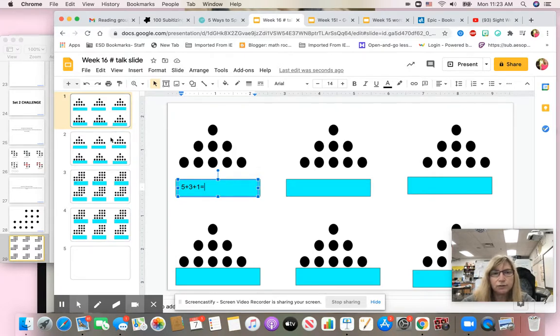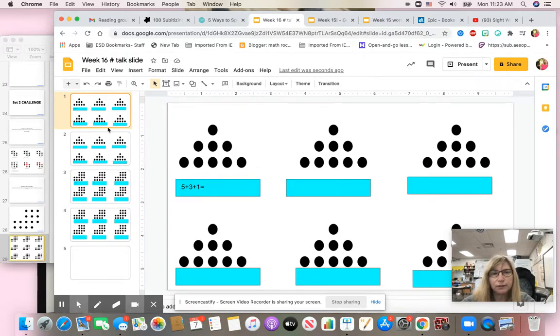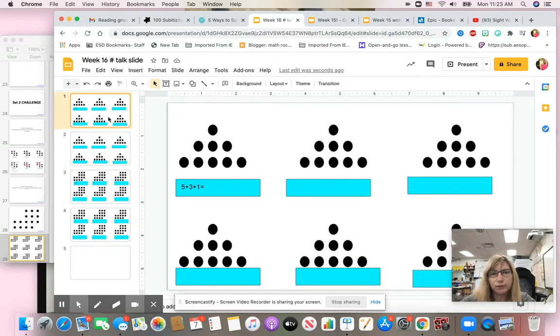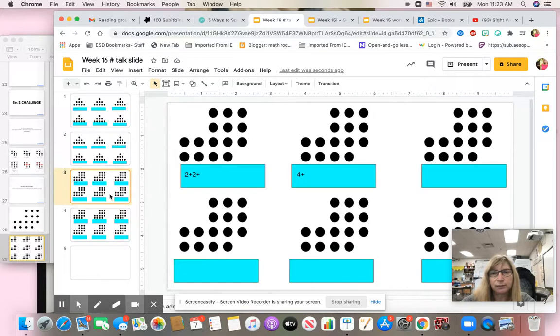So have fun with these. There's 4 slides, 2 of the same ones. And the second 2 are the more challenging ones that we just went over. So you don't have to do all 4, but I would like you to try one of each. So try one of this one, the pyramid one, and then one of this one.